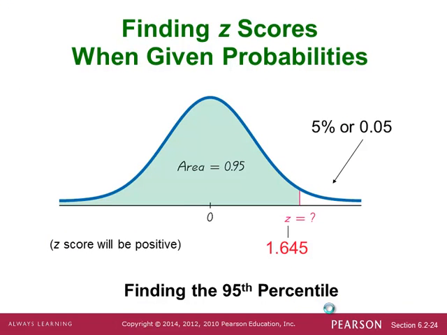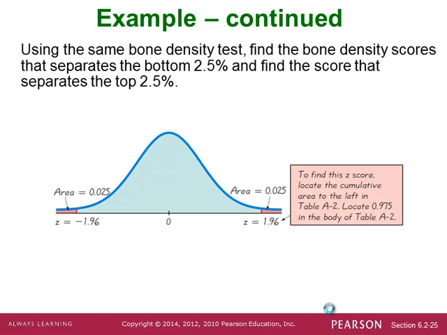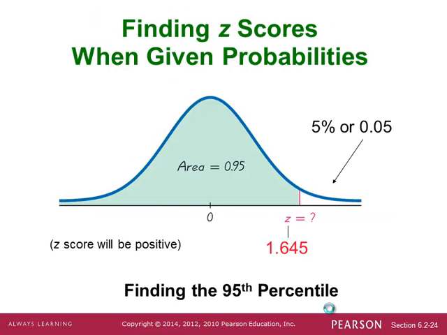So 1.645 is that corresponding z-score. And because the area is greater than 0.5 or 50%, we should expect that z is going to be positive. Remember, when the z is to the left of 0, it's going to be negative. That corresponds to an area under the curve from the left that is less than 50%.